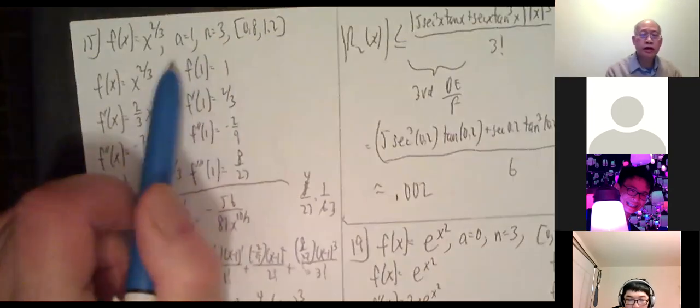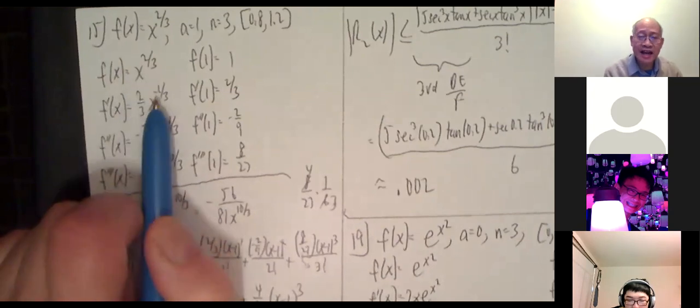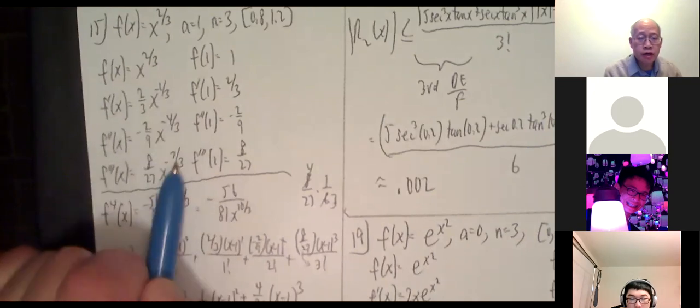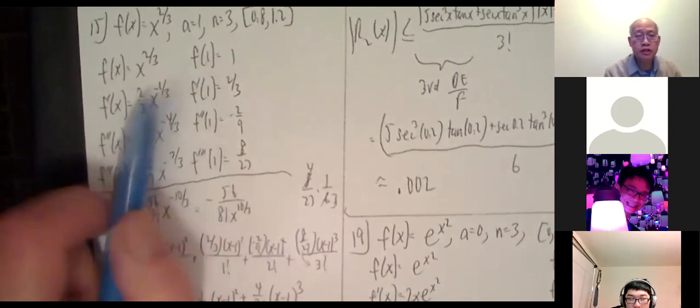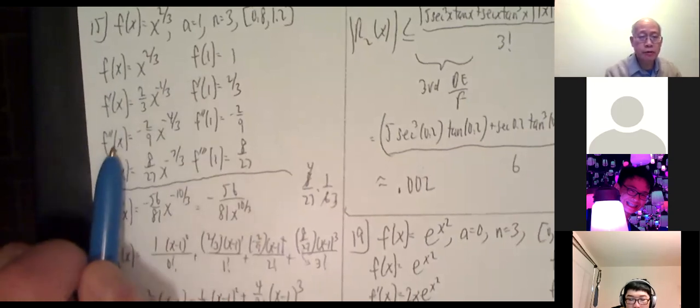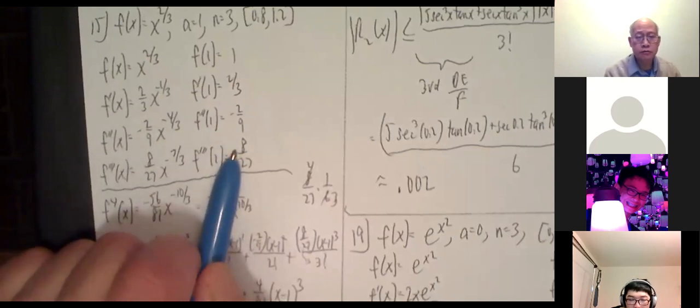All right, we're centered at 1. I keep plugging in 1. Very conveniently, 1 raised to anything is 1. So if you put a 1 here, and a 1 here, and a 1 here, and a 1 here, that's just 1. So the function value is just going to be the coefficients. So f of 1 is 1, f prime of 1 is 2/3, f double prime of 1 is negative 2/9, f triple prime is 8 over 27.